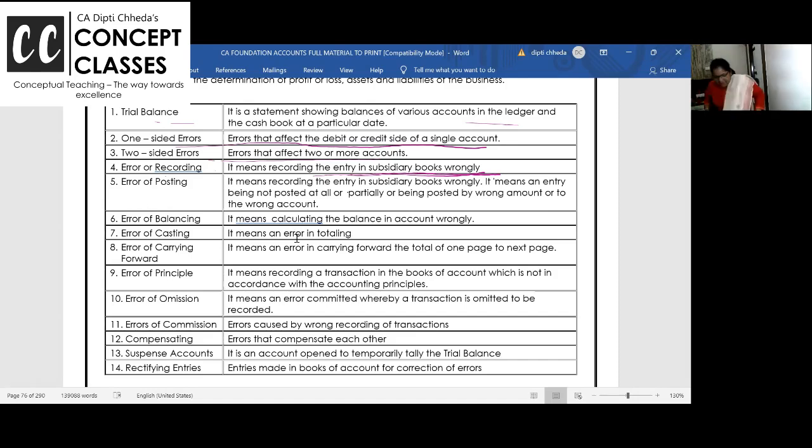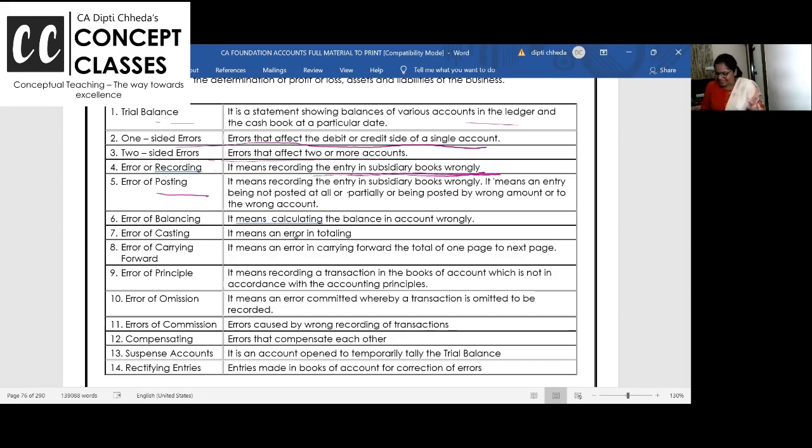Okay. So what is error of recording? In recording only there is a problem. Okay, that is error of recording. It's very simple. Error of posting. You recorded it correctly, party to sales, but posting on the wrong side or posting in the wrong account or posting in the wrong amount.